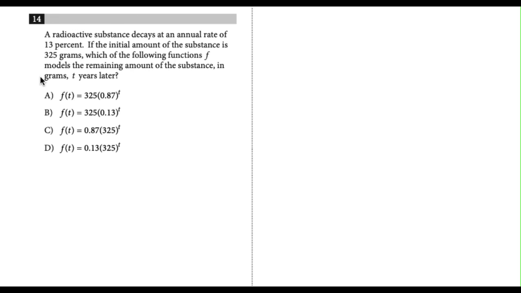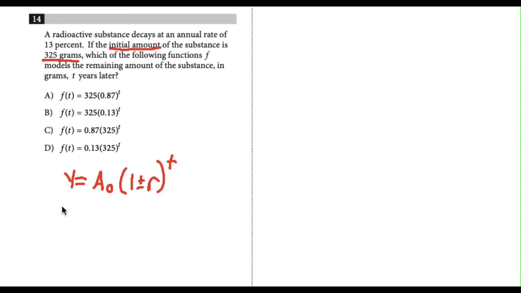Whenever we're working with exponential growth and decay, the general formula that we're going to be using is y equals your initial amount times 1 plus or minus the rate of growth or decay, plus if it's growth, minus if it's decay, raised to the power of t. Here they tell us that the initial amount of the substance is 325 grams. That's going to be our A0.